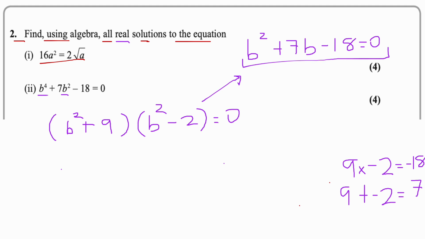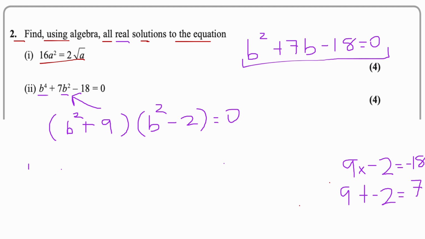I'm going to have minus 2b squared plus 9b squared, which goes to 7b squared, and then 9 times minus 2 makes minus 18. So because it's a quartic, I just bumped up the power by 1 to change it from a quadratic to a quartic. So this is the factorized version now.